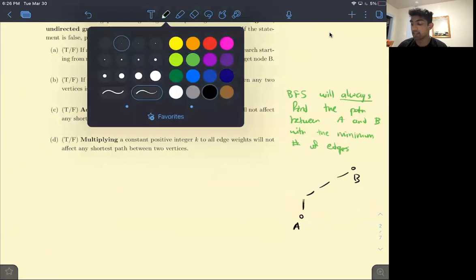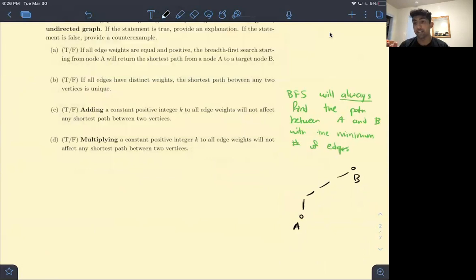Okay, and the reason BFS does this is that BFS searches by edge. That's not a really great way of explaining it, so let me draw out an example. Let's say that we have this graph. So how BFS works is that we're first going to look at all of the nodes that are one edge away. Then we look at all the nodes that are 2 edges away, then 3 edges away, then 4 edges away. And what we can see here is that if this path between A and B is the path with the minimum number of edges, we know BFS will find this path before it finds a path with more edges.